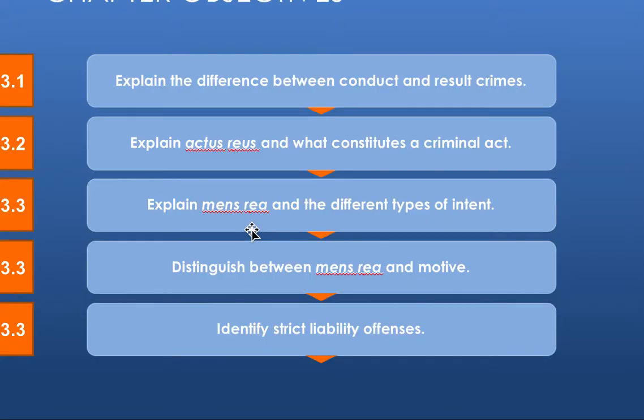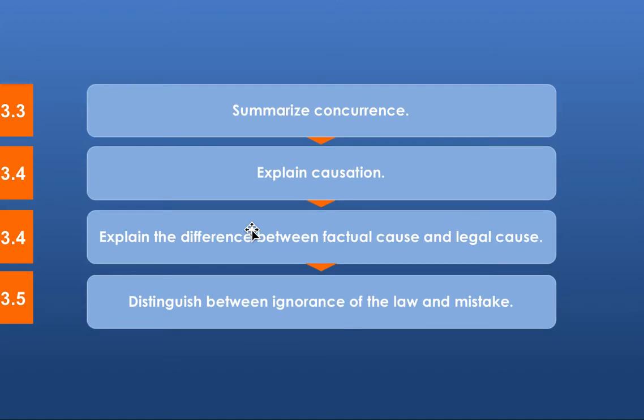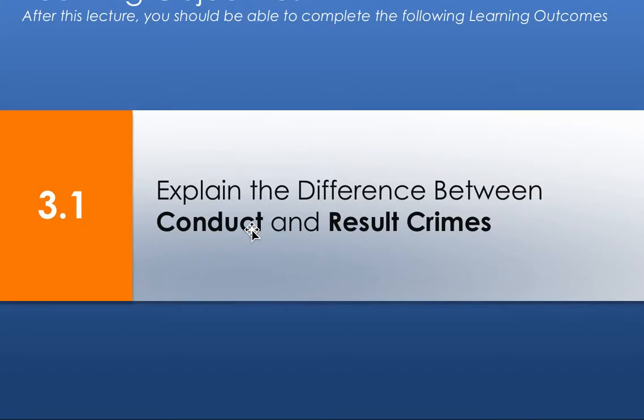So we're going to talk about mens rea, actus reus, strict liability, the general parts of the law, the specific parts and special parts of the law, harm, crime, causation, concurrence, ignorance of the law, mistake of the law, and the difference between legal and factual cause. So let's start on page 68 here and explain the difference between conduct and a result.